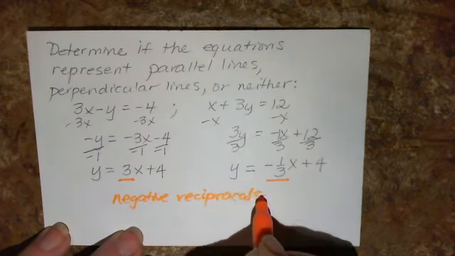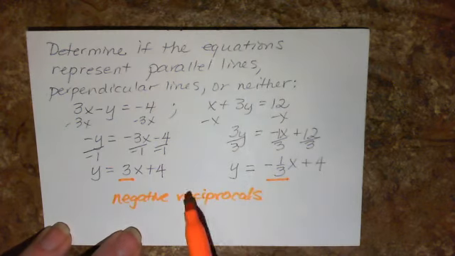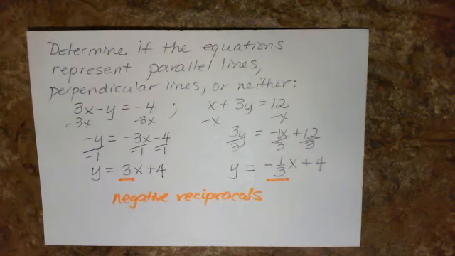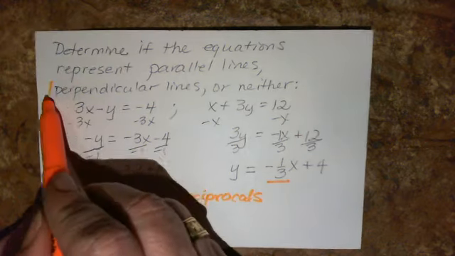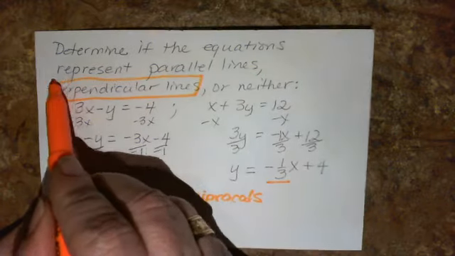And remember, that means that they're perpendicular. Okay? Doesn't matter what the intercepts are. If their slopes are negative reciprocals, then we know that they are perpendicular. So we're going to choose perpendicular lines here.